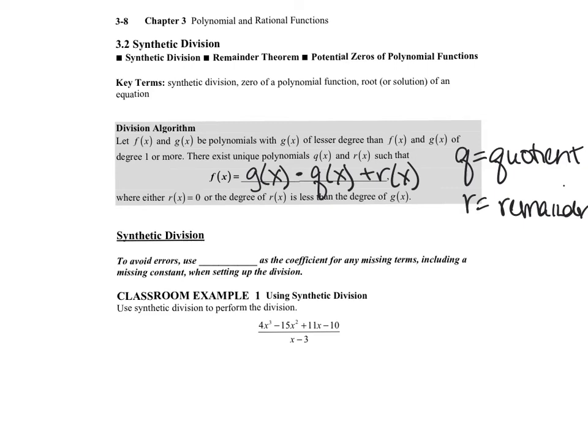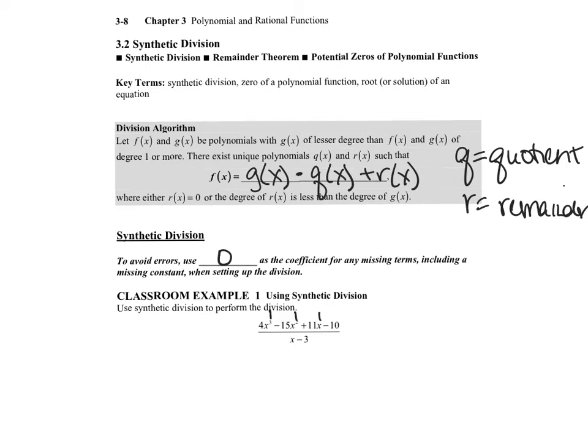So it says to avoid errors, use 0 as the coefficient of any missing terms, including a missing constant when setting up the division. So you have to make sure that the exponents are in descending order, not missing any. So like this is 3, 2, 1, none, so I didn't miss any.